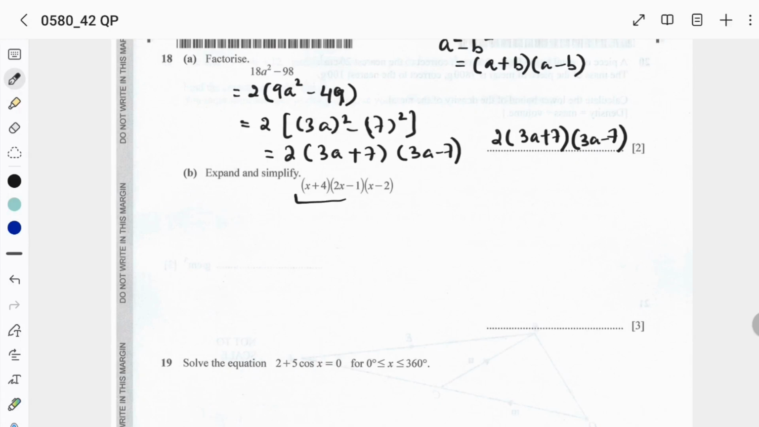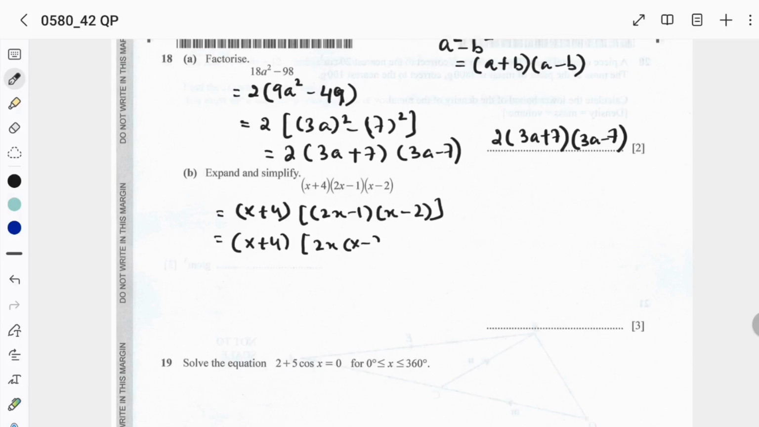If you want to multiply these two first, multiply these two, but one by one you multiply, simplify and find your answer. So I'm multiplying x plus 4 and 2x minus 1, or just multiply x plus 4, and then take 2x minus 1 and x minus 2 together. Keep writing down x plus 4 here, and then 2x times x minus 2, and then minus 1 times x minus 2.